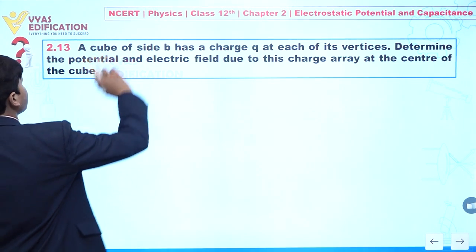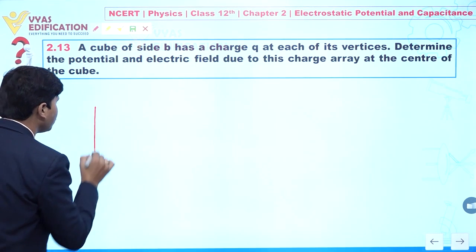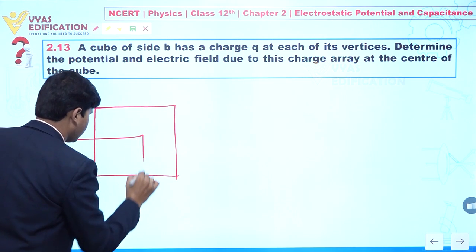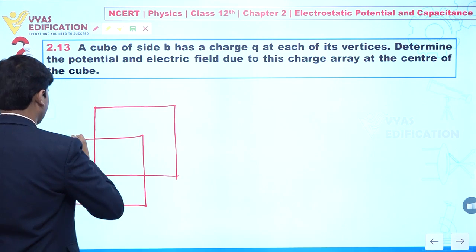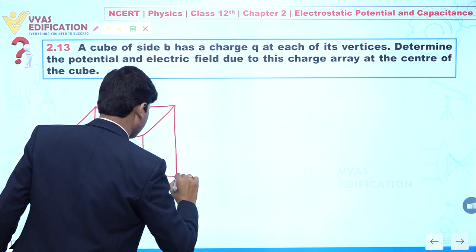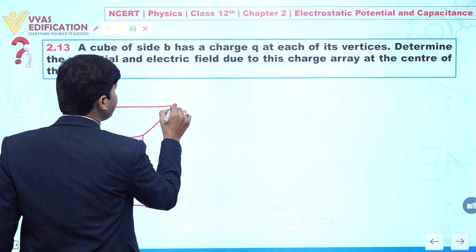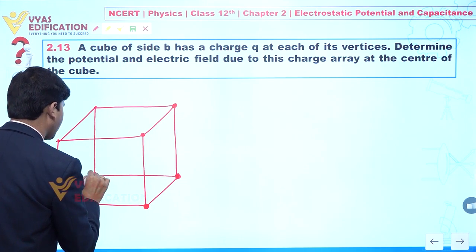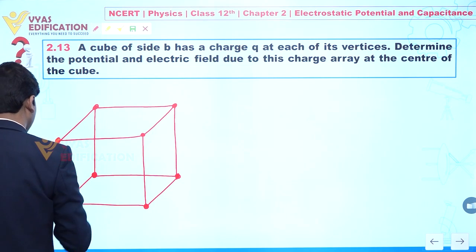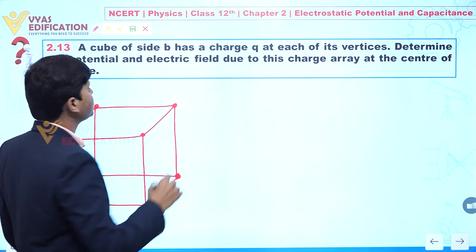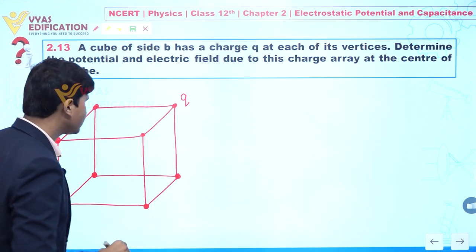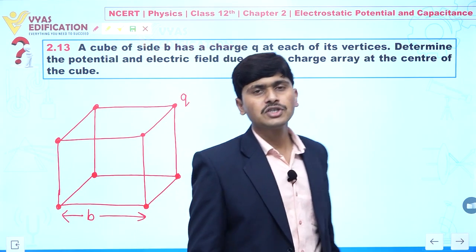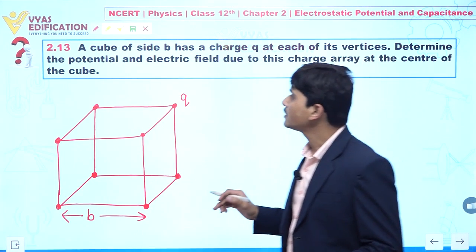Now let's suppose here we have a cube. Let's suppose this is the cube, and here we have a charge placed at each corner of this cube like this. The value of charge is given, this is q, and each side is given as b. Our objective in this question is to calculate the electric potential and electric field at the center of the cube.